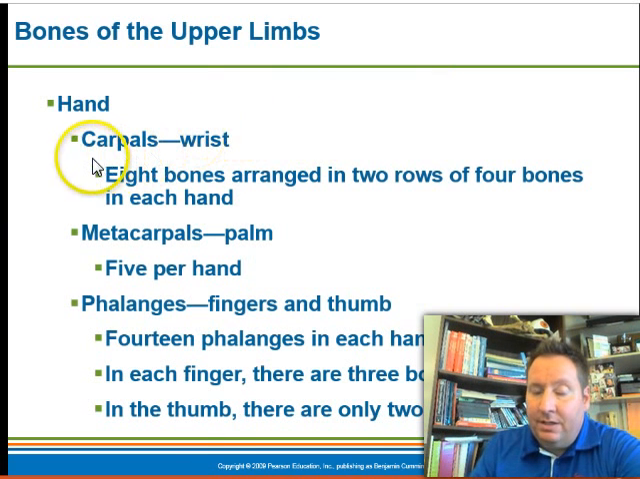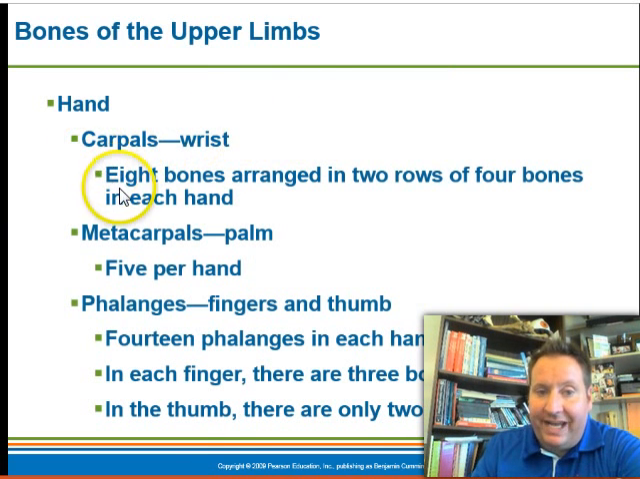Take a look at the hand. Your wrist bones are called your carpals. You have 8 wrist bones. The palm of your hand is called your metacarpals. You have 5 metacarpals per hand. And then your finger bones are called your phalanges.